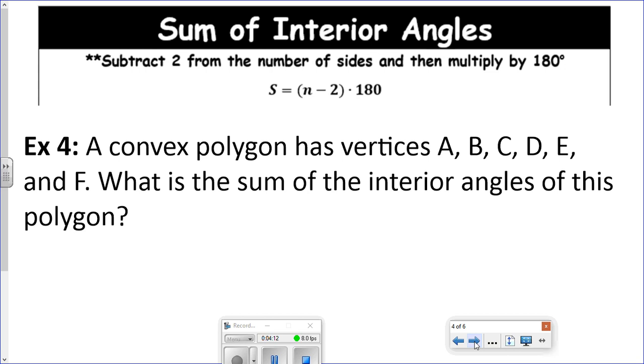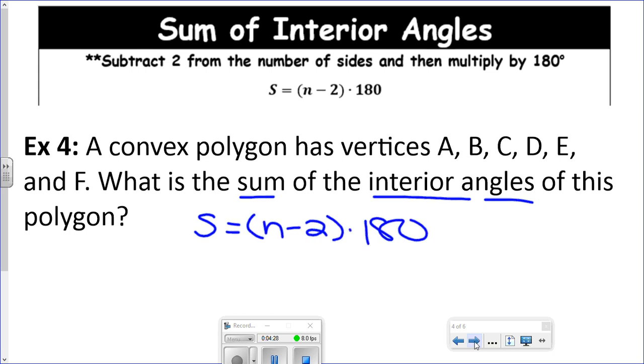It says a convex polygon has vertices A, B, C, D, E, and F. What is the sum of the interior angles of this polygon? So we know we're trying to find the sum of the interior. So we know that is S equals n minus 2 times 180. So we need to figure out the number of sides. Well, the number of sides is always going to be equal to the number of vertices.